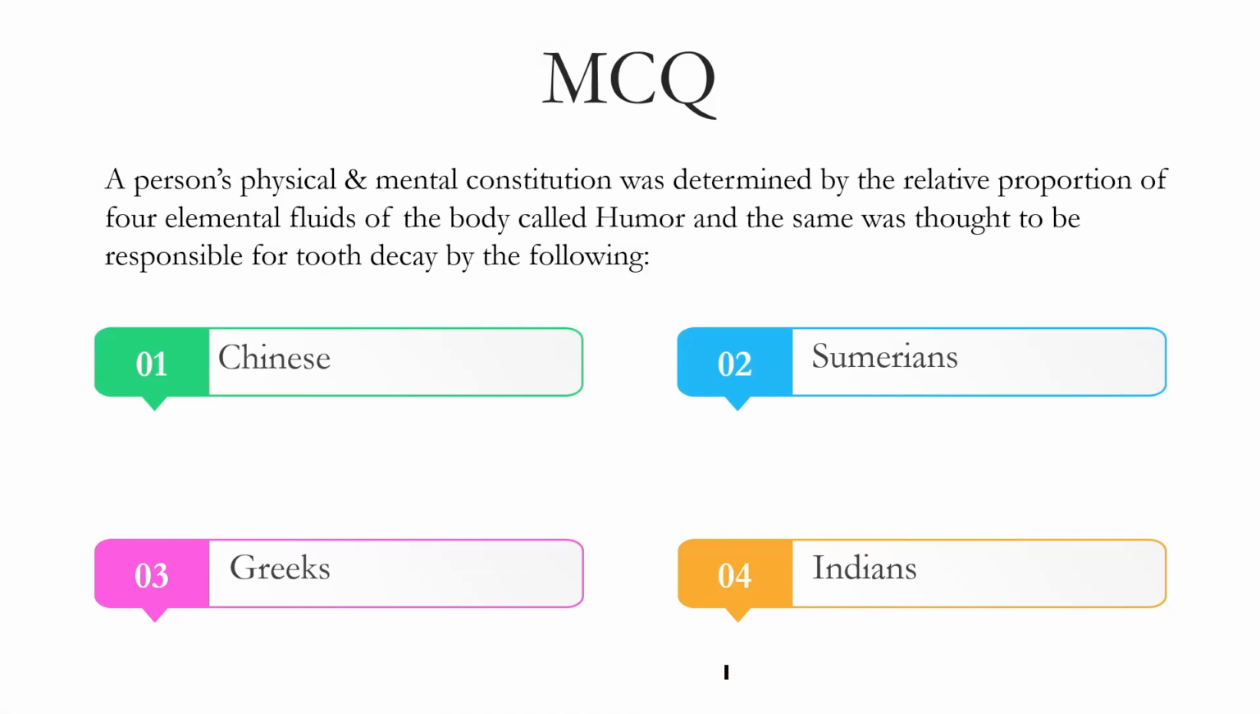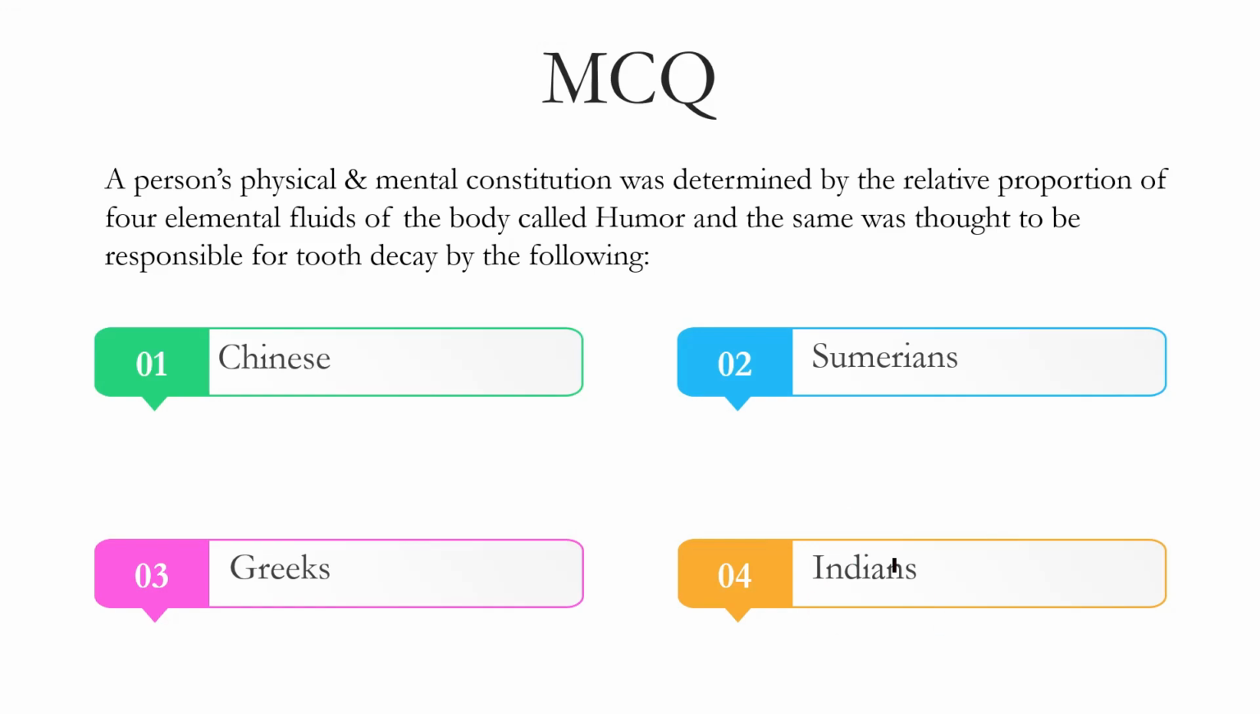So the question is, who thought that a person's physical and mental constitution was determined by the relative proportion of 4 elemental fluids of the body called humor? And they thought that the same was responsible for tooth decay as well. Were they Chinese? Were the Sumerians? Were the Greeks? Were the Indians?